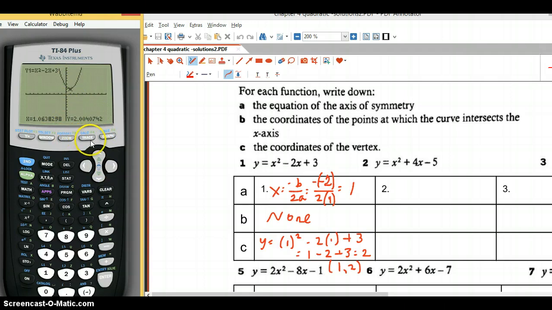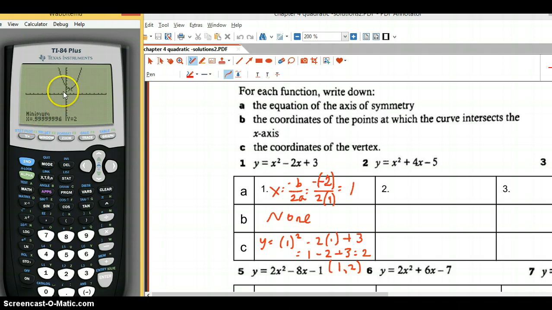But let's say you want to be more exact. What you could do is find the minimum point of this parabola, because the minimum point is also the place where the axis of symmetry would cross. So you would use second calc for that. You would go to minimum, and you would say, okay, I'm going to go a little bit to the left of the minimum point and mark that. I'm going to go a little bit to the right of the minimum point and mark that. And then it asks, do you want to guess that number? Sure. And it tells me that the minimum point is x equals 0.9999 and y equals 2.